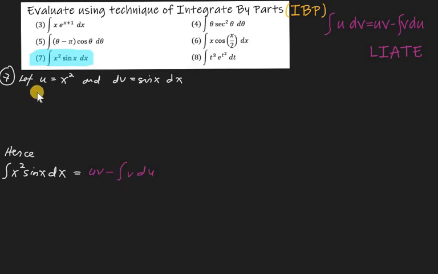So to get the du, we need to differentiate. Okay, so you get your du, whatever it is. And in order to get the v, we need to integrate both sides.